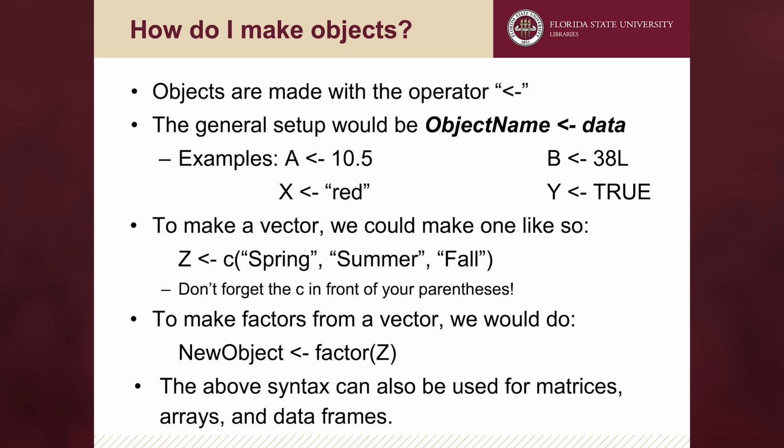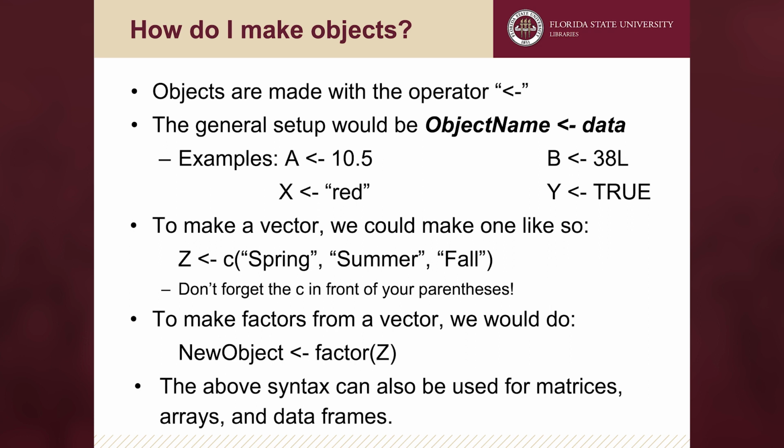You can put a <- 10.5, and every time you type in a, R will read that as a 10.5. If you wanted to make a vector with multiple values, you would put in the name of the object, <-, and then you'd put a c with parentheses and list out your values in the parentheses separated by commas. Since these are character values, we're putting them in quotes. You can see in the example with the vector z.